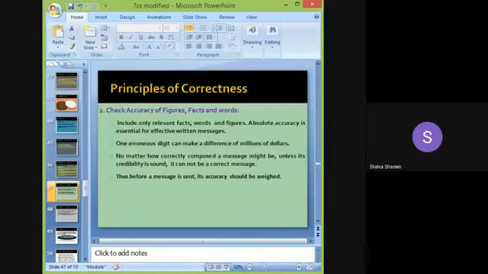Check accuracy of figures and facts and words. Include only relevant facts, words, and figures. Absolute accuracy is essential for effective written message. One wrong digit can make a difference of millions of dollars. No matter how correctly composed a message might be, unless its credibility is sound, it cannot be a correct message. Thus, before a message is sent, its accuracy should be weighed.